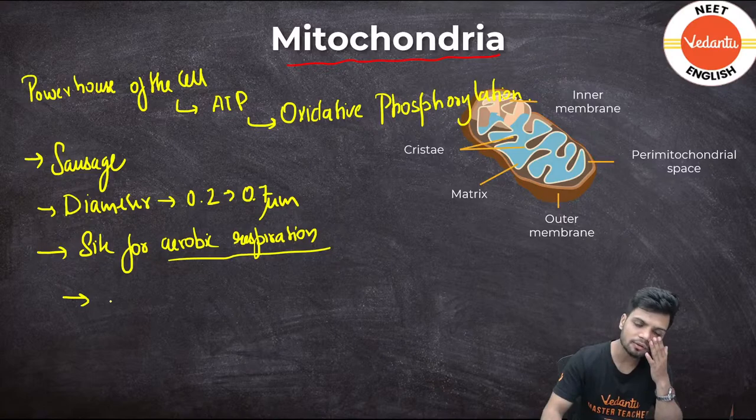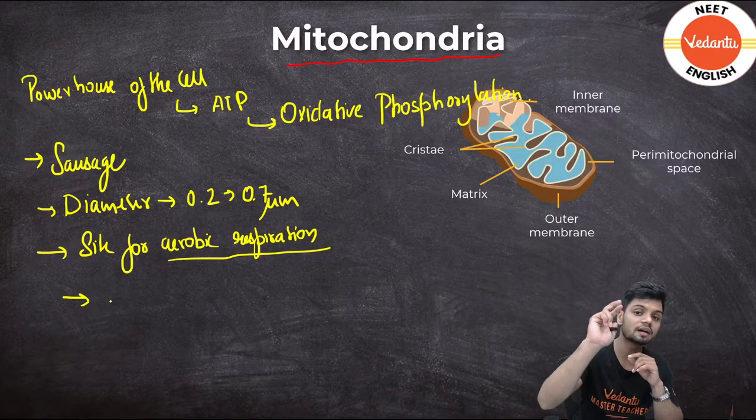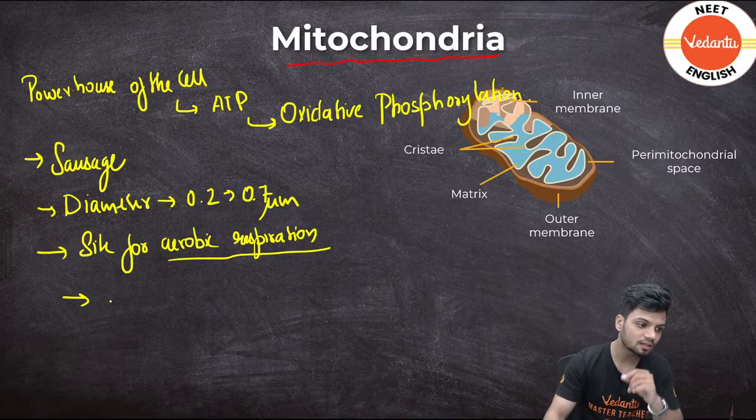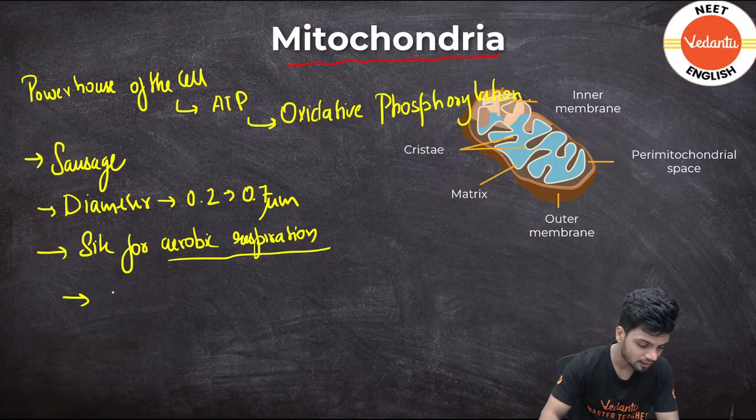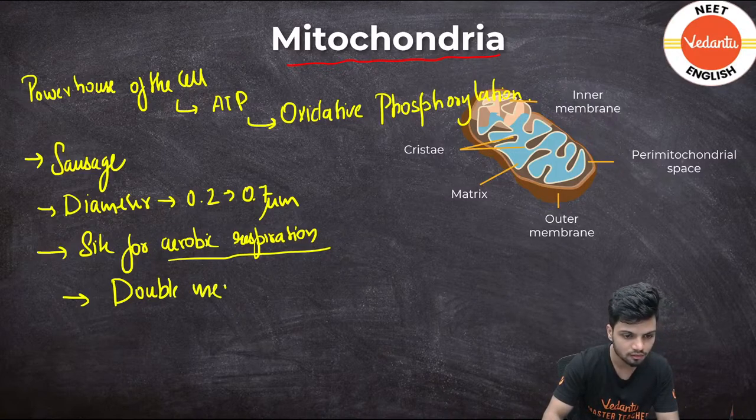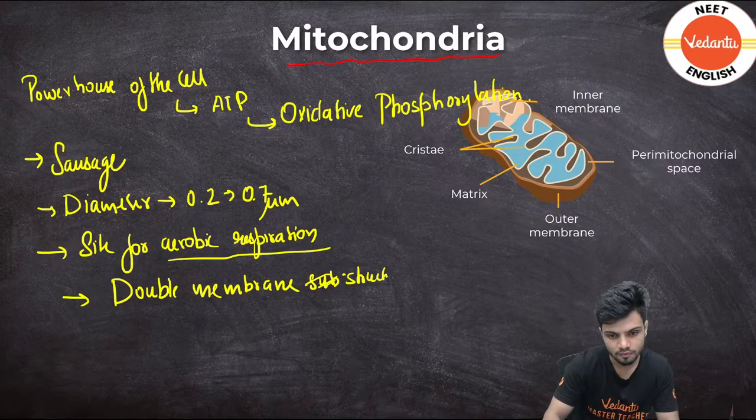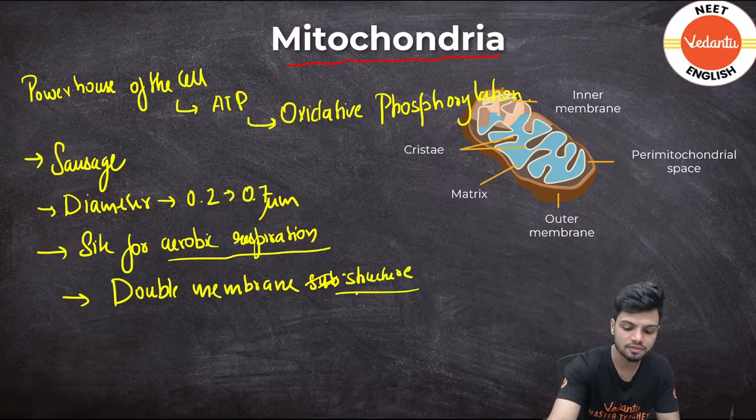Now tell me in the chat: does the mitochondria have a single membrane or a double membrane? Here it is a double membrane. It is a double membrane structure.